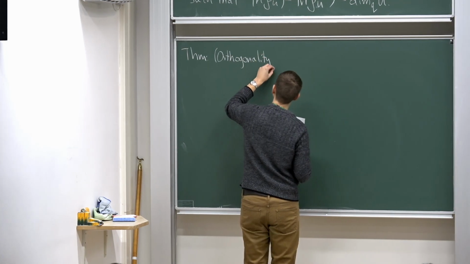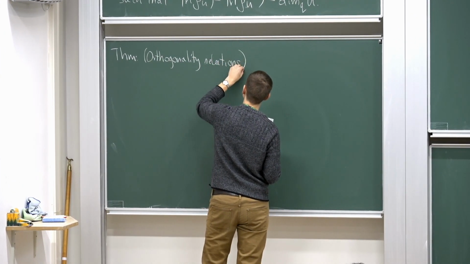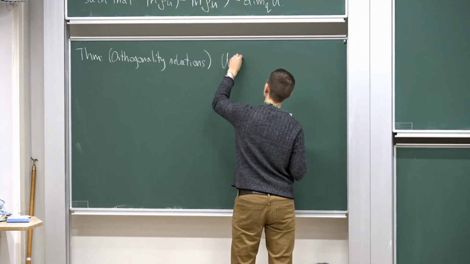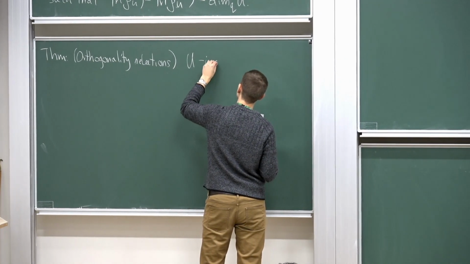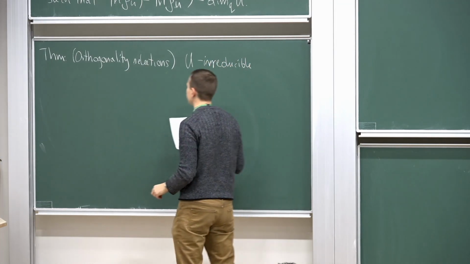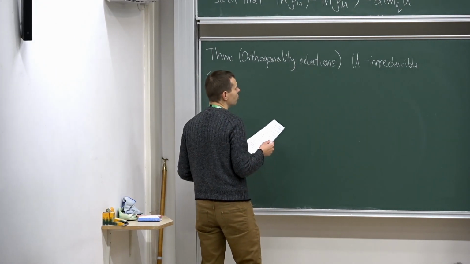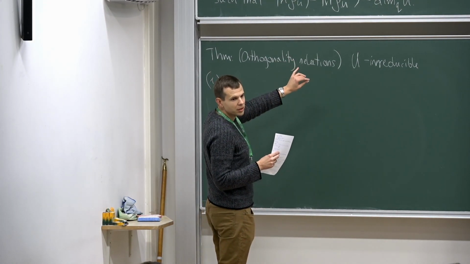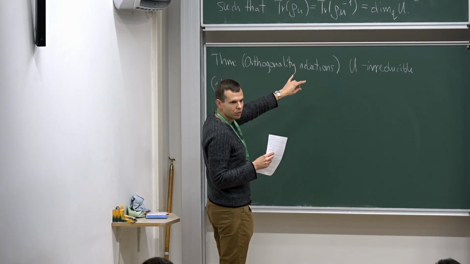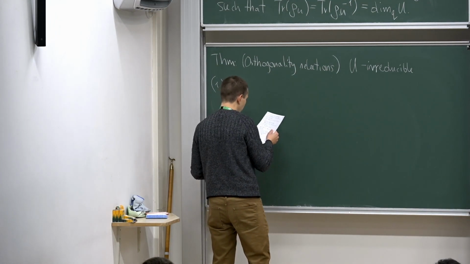Orthogonality relations. So U is irreducible. Then the statement number one is that, we choose some orthogonal basis in the carrier space of U, so U is an actual matrix of coefficients, and then the formula is the following.